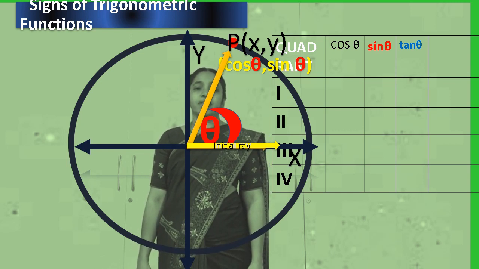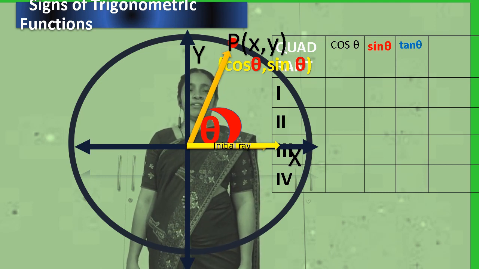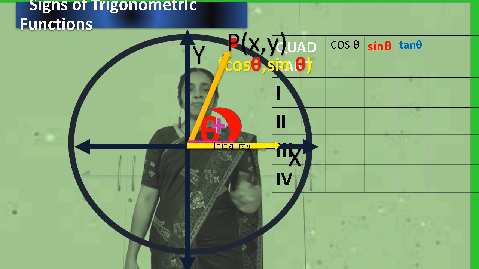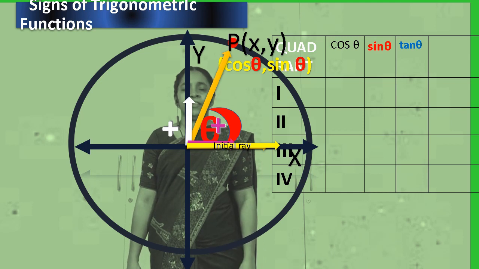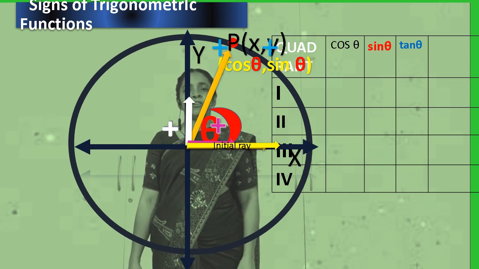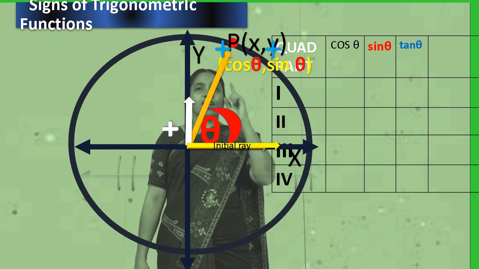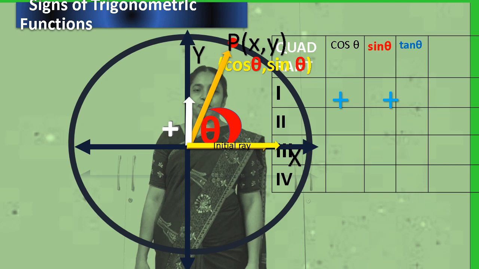Then what about the sign of cos theta, sin theta when theta comes in the first quadrant? X is positive, y is positive. So, cos theta is positive, sin theta is positive when theta comes in the first quadrant. So, let us tabulate that here.